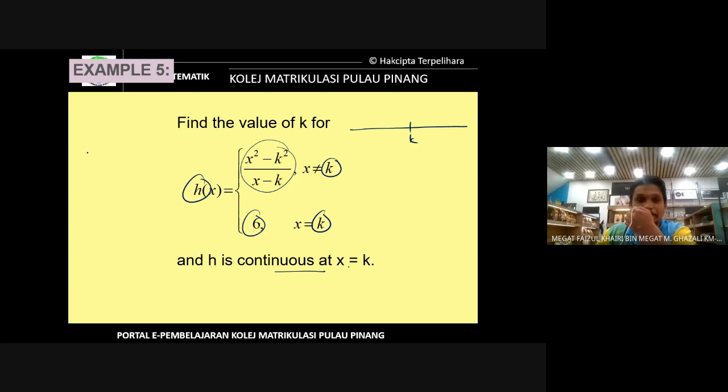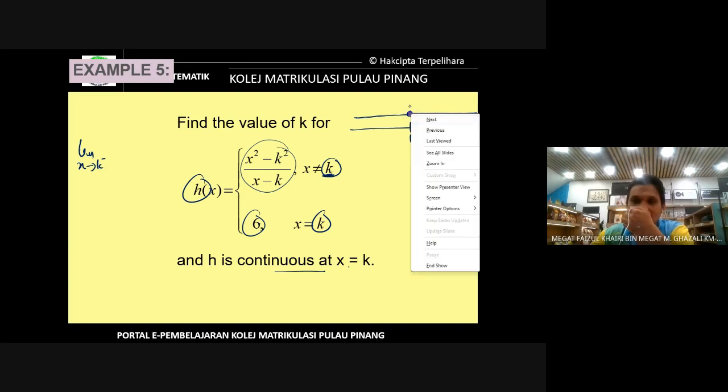So limit of x approaching k from the left. The blue ink is for x squared minus k squared divided by x minus k, and the purple ink is the value of y, which is equal to 6.